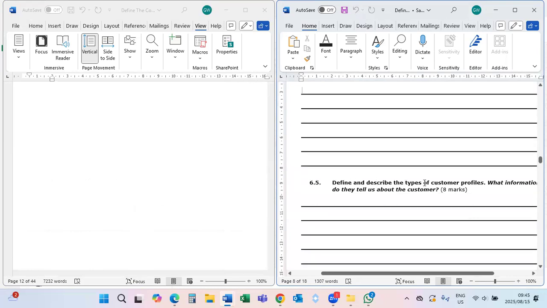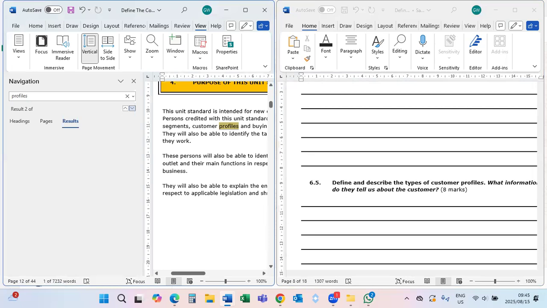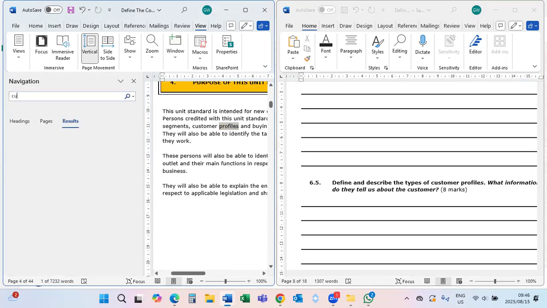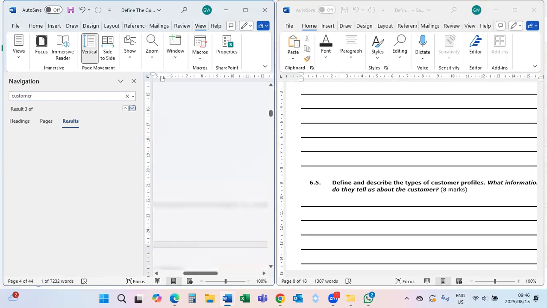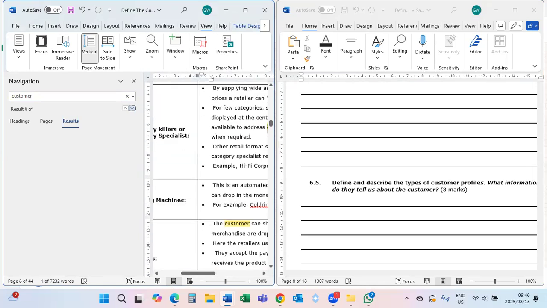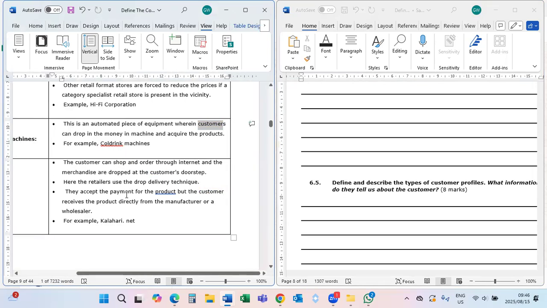Define and describe the type of customer profiles. Let's have a look at that over here. Okay. Let's just see. Let's just try another one. No, let's just try another way. Let's just try and do this a different way.